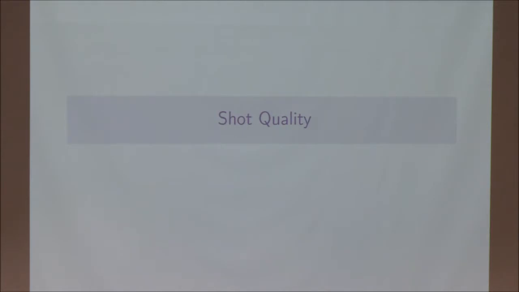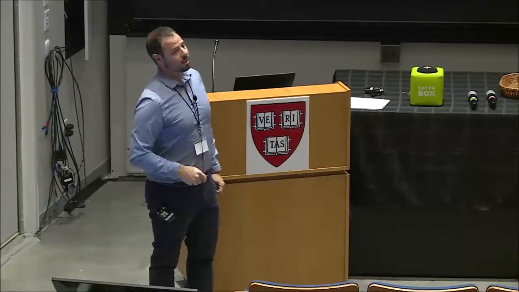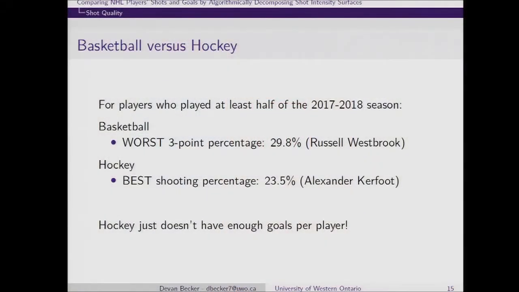Which goes into what does mean you're good. So just being different isn't good enough. I want some measure of shot quality. So after me is Nathan Sandholz, and he's got basketball data. It's a similar-ish algorithm that he uses, but he has a bit of an advantage over me with his data. I looked it up for players who played at least half a season. The worst three-point percentage is about 30%. So even the worst shooter for basketball is making 30% of the 3 points. The absolute best shooter for hockey is only making 23%.